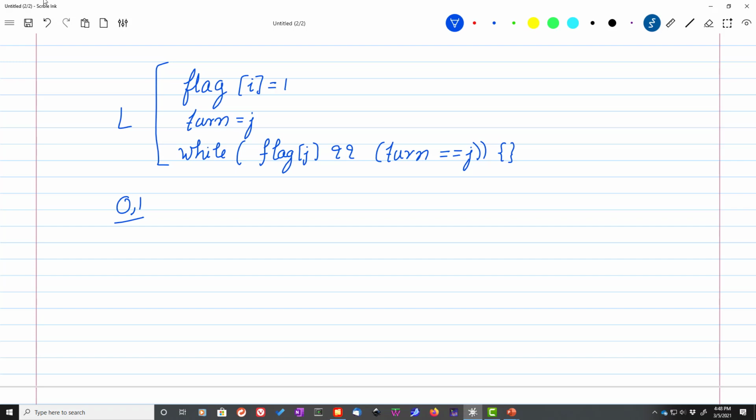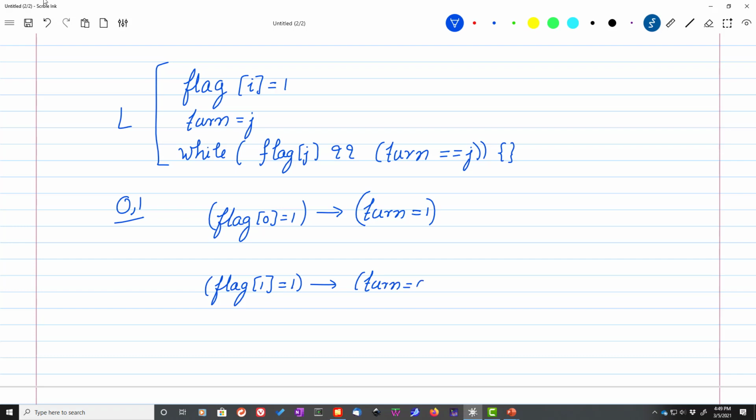So let us look at the way that the statements will be executed. Process 0 will set flag 0 equal to 1. Process 1 will also do the same. Then process 0 will set turn equal to, so there is a catch over here, this will not be 0, this will be 1. Similarly, process 1 will set turn equal to 0. So that is the catch over here, that one sets it to 1 and the other sets it to 0.